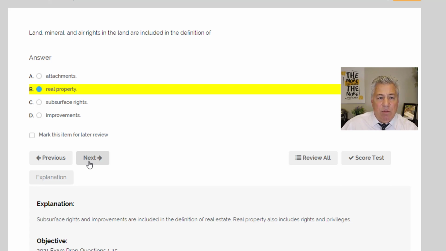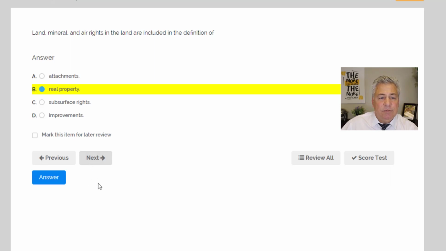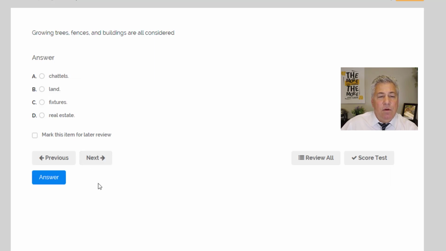Exam prep question number 4. Growing trees, fences, and buildings are all considered. Just kind of gave this one away, didn't I, in the last question? Your options are A, chattels; B, land; C, fixtures; and D, real estate?